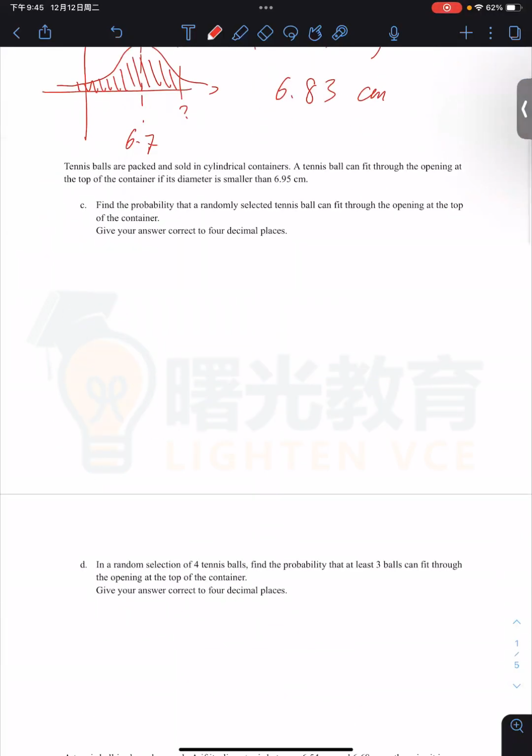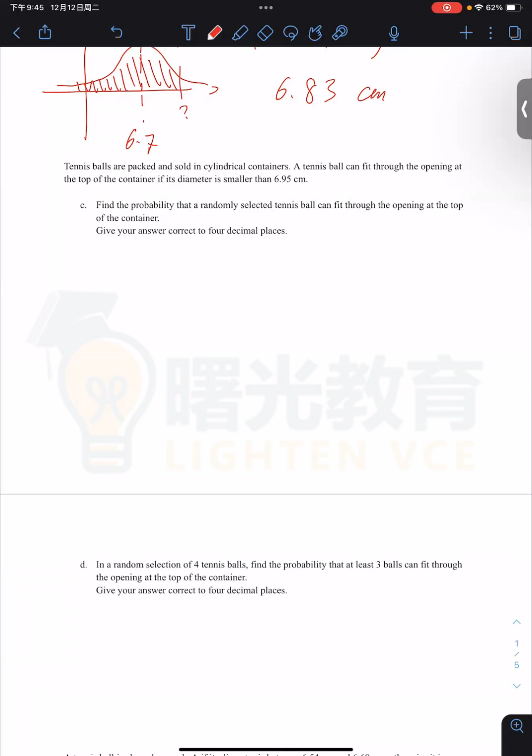Tennis balls are packed and sold in cylindrical containers. A tennis ball can fit through the opening at the top of the container if its diameter is smaller than 6.95 centimeters. Find the probability that a randomly selected tennis ball can fit through the opening at the top of the container. Give your answer correct to 4 decimal places.